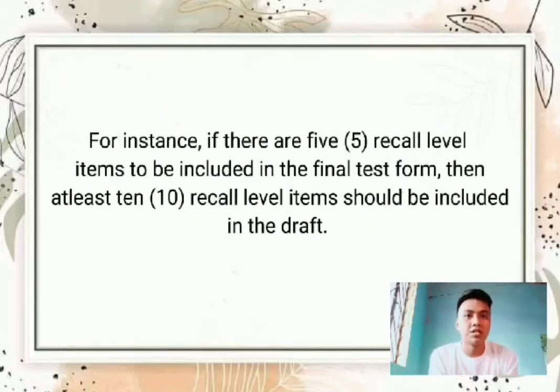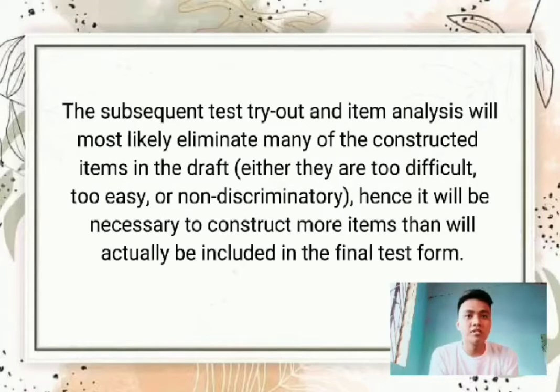For instance, if there are 5 recall level items to be included in the final test form, then at least 10 recall level items should be included in the draft. The subsequent test tryout and item analysis will most likely eliminate many of the constructed items in the draft, either because they are too difficult, too easy, or non-discriminatory.